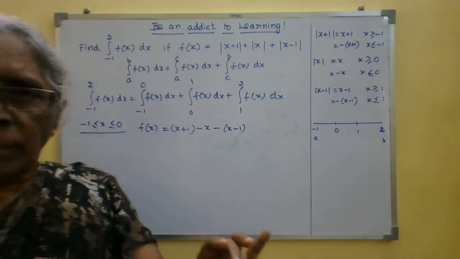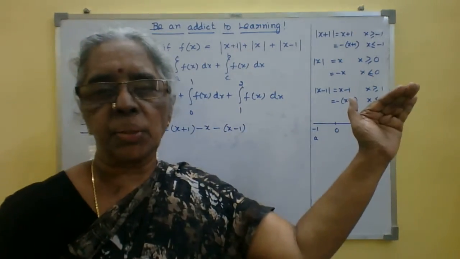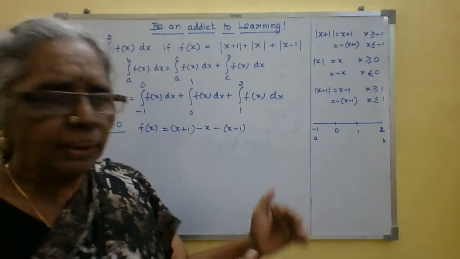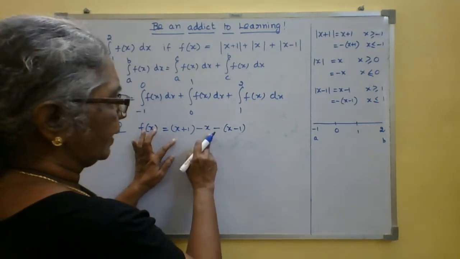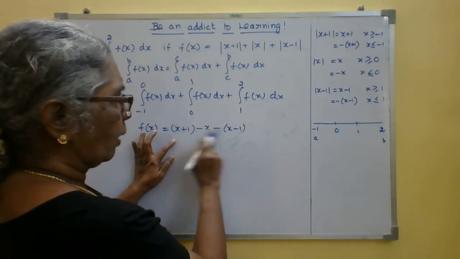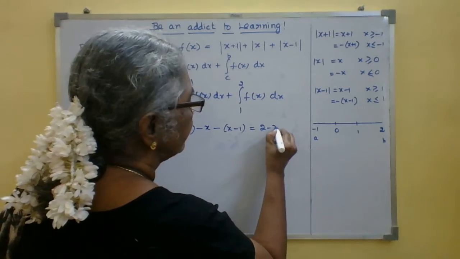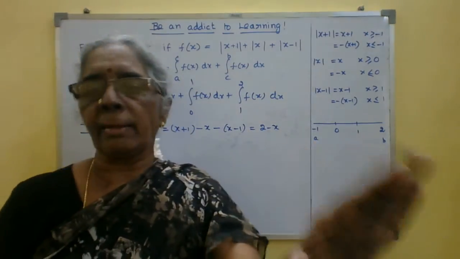So actually what we have done in this interval is take each of these modulus functions and write whether that will be positive or negative. Now let us combine the three. So now x will get cancelled, right? So you will get 1 plus 1, 2, then 2 minus x. So let me write it. This is my 2 minus x. This is the f of x for this particular interval.